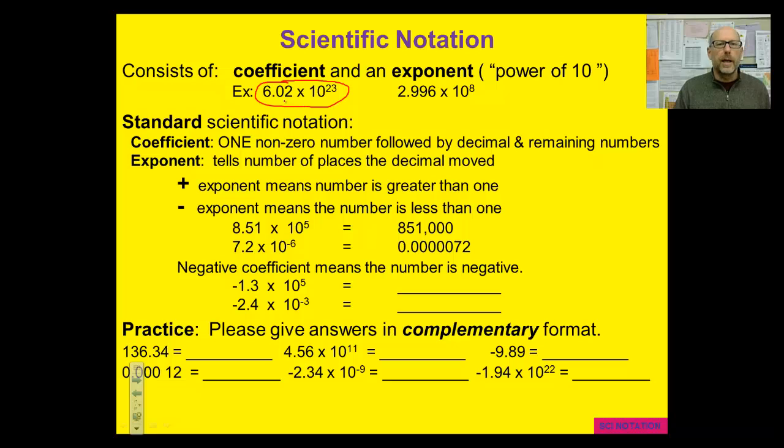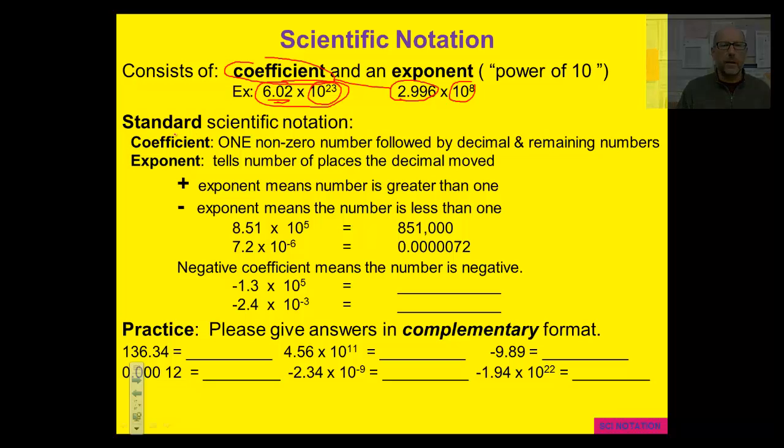It's a big number. And right here, this number 6.02, that is the coefficient, and then the exponent, or the power of 10, is 10 to the 23rd. The exponent is actually the 23, but usually we just say the whole thing is the exponent. Here's another one over here. What's this right there? 2.996. It's called the what? The coefficient. And this is the power of 10, 10 to the 8th.